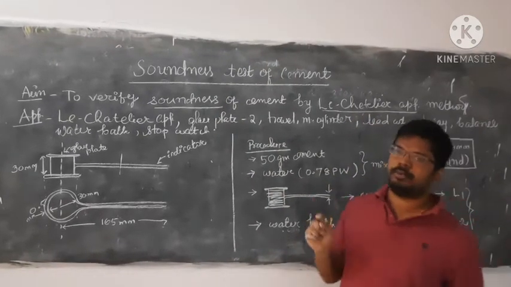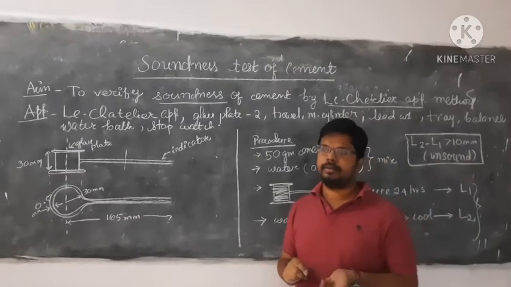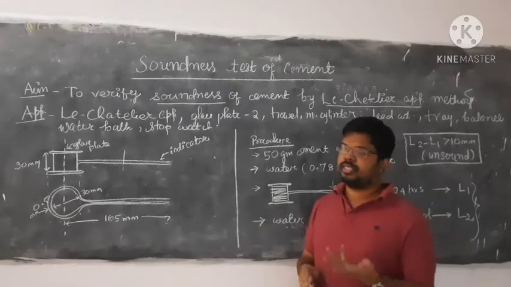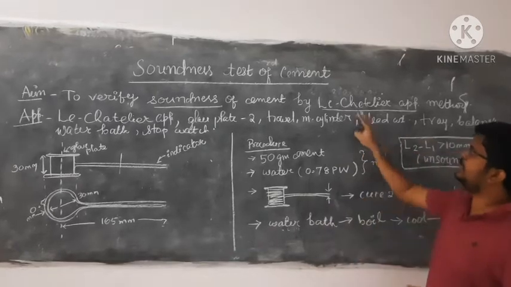So soundness is the property of the cement by which it changes its volume after setting. So this is a very important property. So we should check the soundness before construction work. Okay, so next is our Lee-Chatelier apparatus.